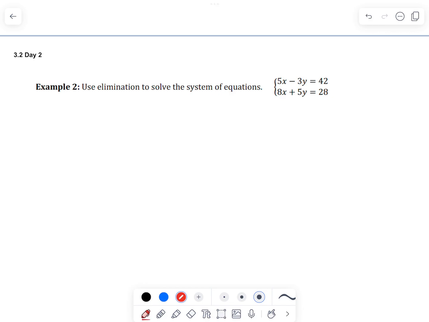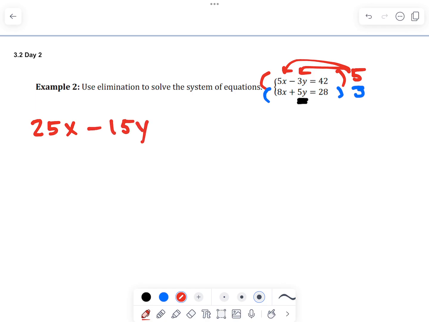So what we're going to do is multiply this top equation by 5, and this bottom equation by 3. The reason why is we want to eliminate that y. So let's see what happens. The top equation, we multiply all of the terms by 5. So 5 times 5x is 25x. 5 times negative 3 is negative 15y. 5 times 42 is 210.